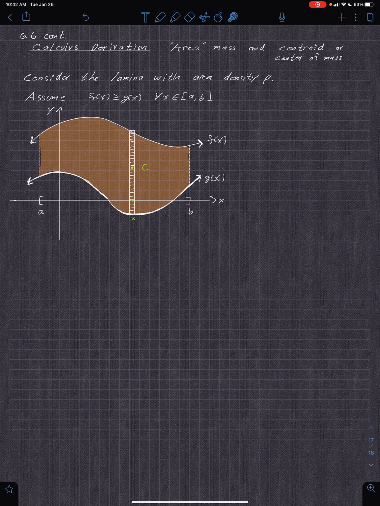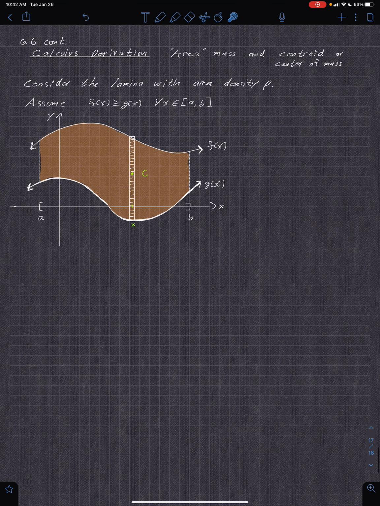All right, so consider the lamina with area density rho, and now we're going to define the shape of it by function values. We're going to assume f of x is greater than g of x for all x in an interval. So something like this, a generic sort of form. And then we can easily calculate the area. We've done that a number of times.